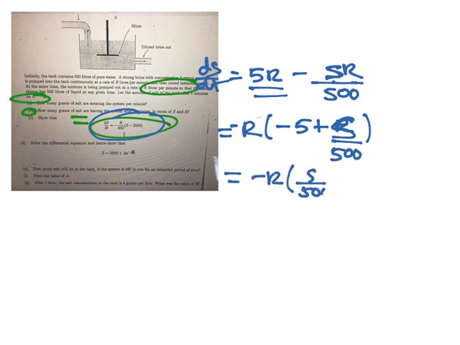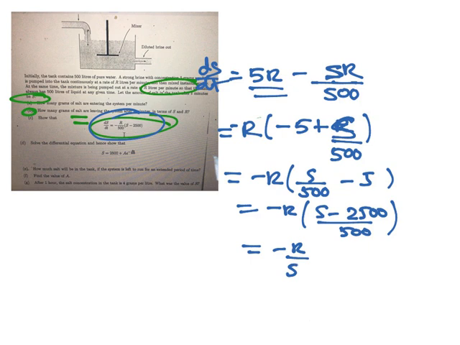So that's going to be minus 5 plus S, because that's an S. Make sure you see the S and the 5 look very similar. So that's minus R, S on 500 minus 5, and if you get a common denominator, that would be S minus 2500 on 500. And that means you can take the R on 500 out, S minus 2500. And that's how you get that differential equation.